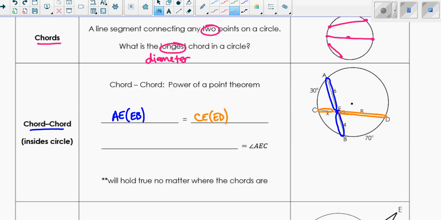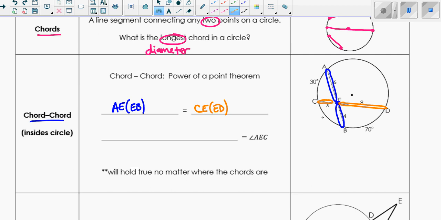It means if I wanted to, I could solve for X. So AE is 6, EB is 4, so 6 times 4 equals X times 8, or 8X. So 24 equals 8X, X equals 3. So that allows me to solve for X.